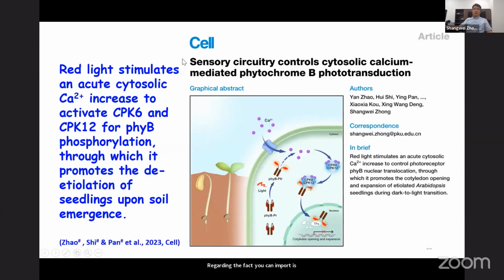In summary, in this study, we show that when seedlings emerge out of the soil, the red light will stimulate an acute cytosolic calcium increase to activate CPKs. This active CPK will directly interact with and phosphorylate PhyB to control PhyB nuclear translocation. Through this mechanism, the seedlings can rapidly undergo the deetiolation transition when they emerge out of the soil.